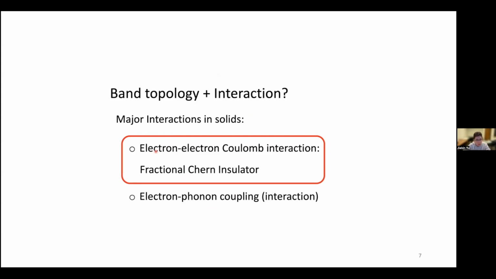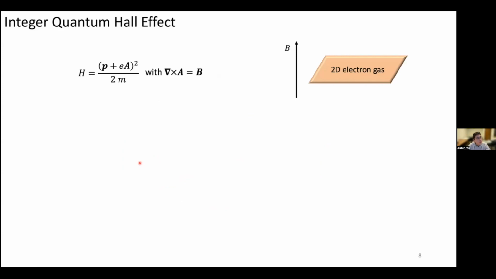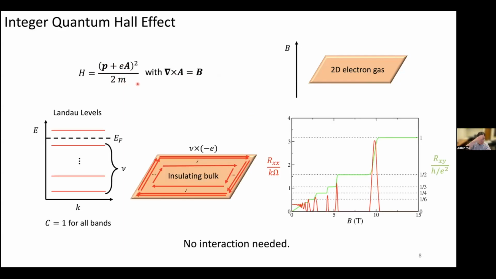So to discuss fractional Chern insulator, let me first discuss more about integer quantum Hall effect. It can be given by a 2D electron gas under applied magnetic field, and this is the Hamiltonian for the system. P is the momentum, and A is the vector potential, whose curl is the magnetic field, and m is the effective mass. So this Hamiltonian can lead to Landau levels, which are exactly flat bands that carry Chern number 1 for each band.